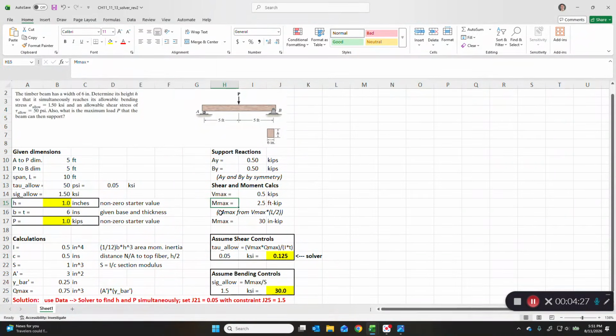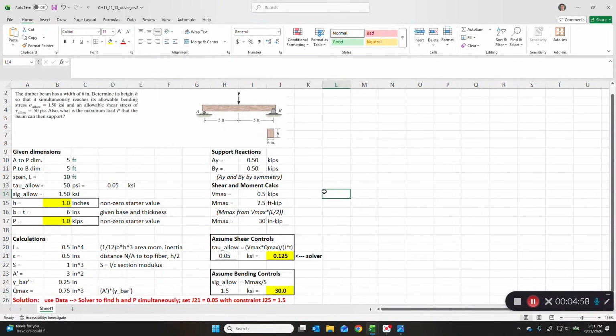All right, so the maximum moment now is an equation, Vmax times L over 2, which you should learn in this particular unit or earlier in the course. So that's a simple calculation. We're just taking Vmax here times the length over 2. We get 30. Again, this is all dependent on an arbitrarily assigned P of 1 kip, which ties back to an arbitrarily assigned H of 1 inch.